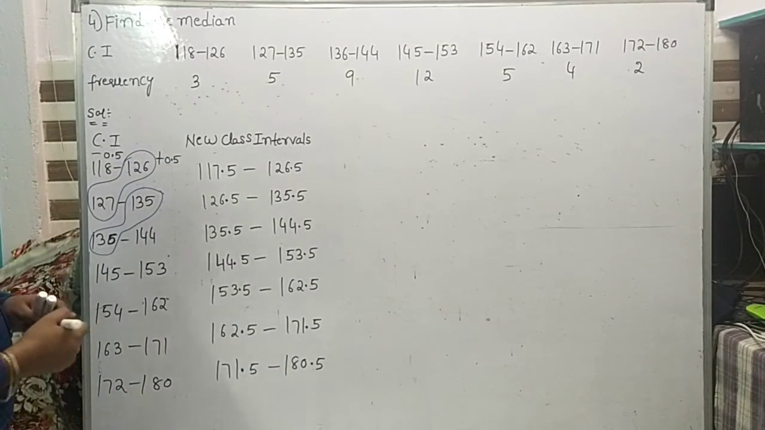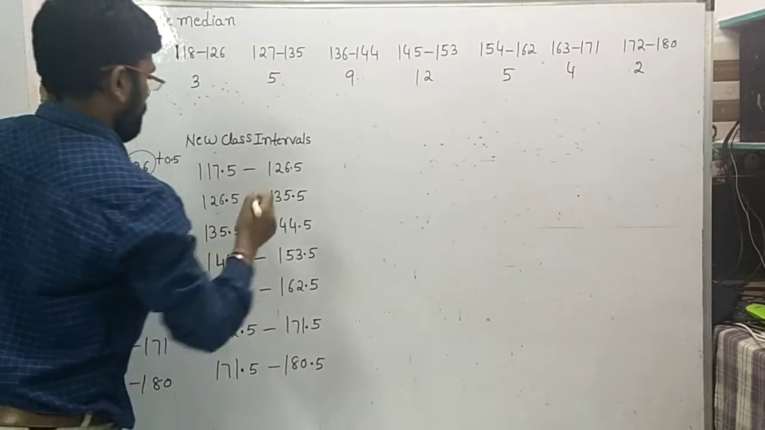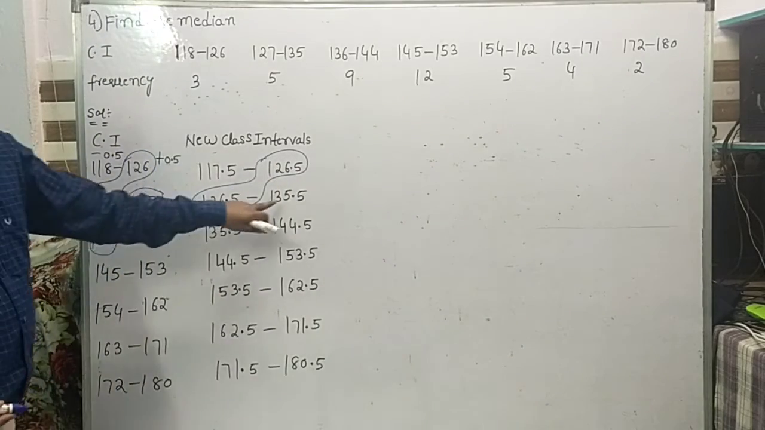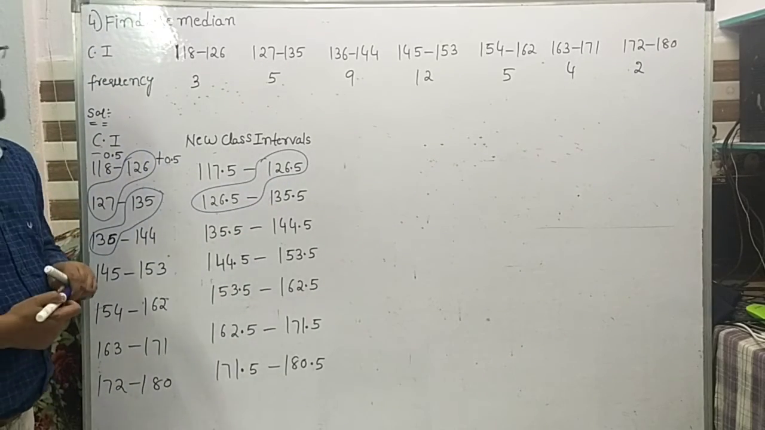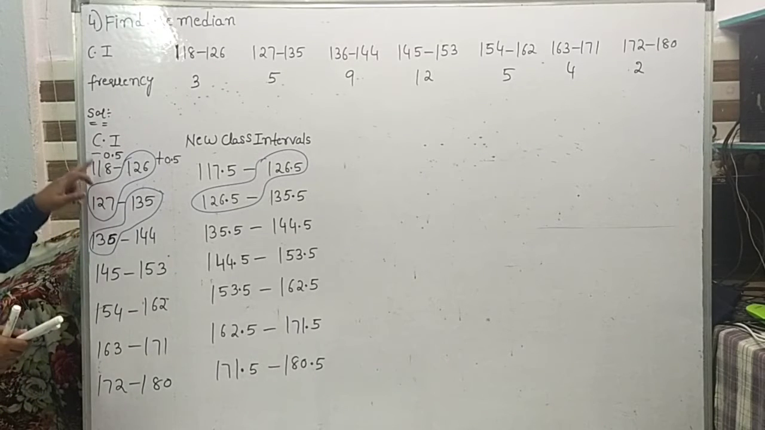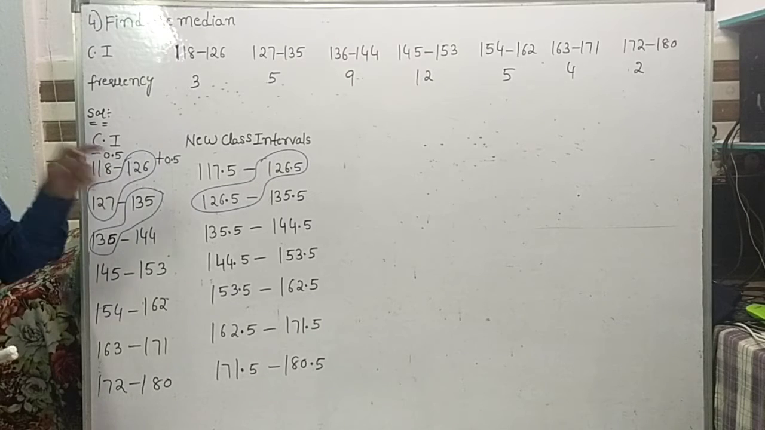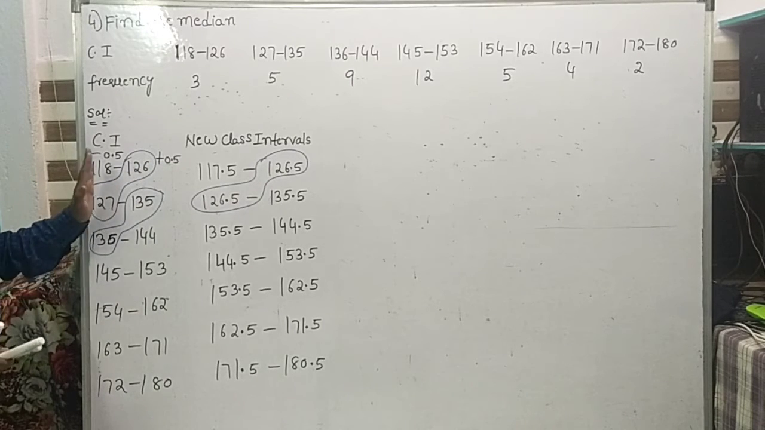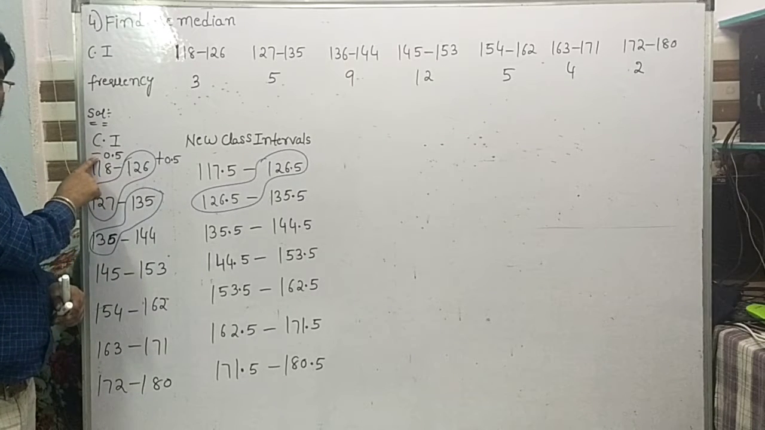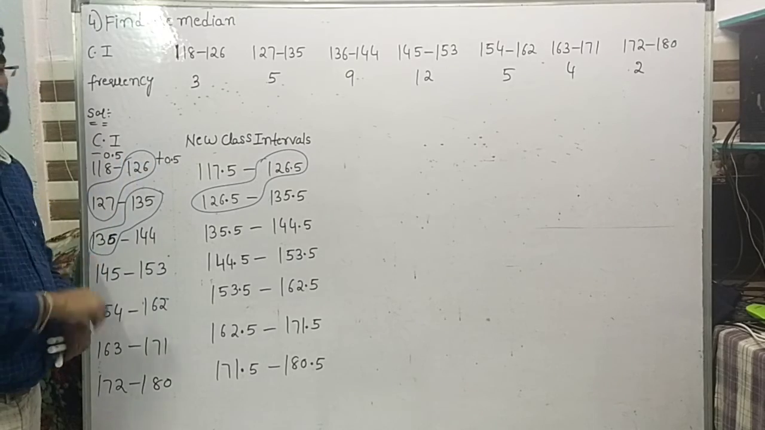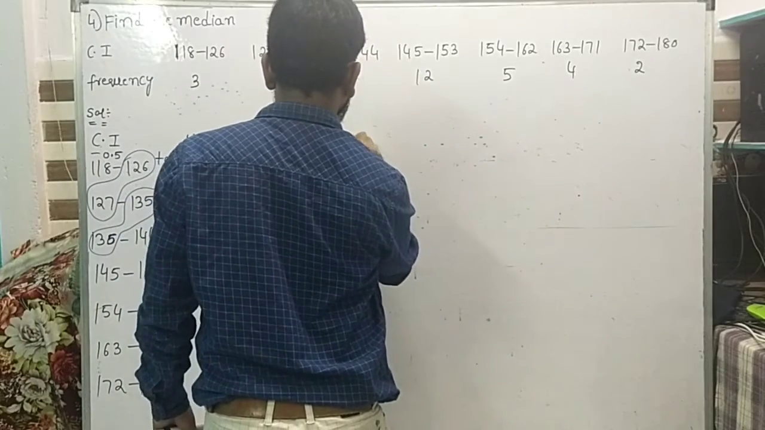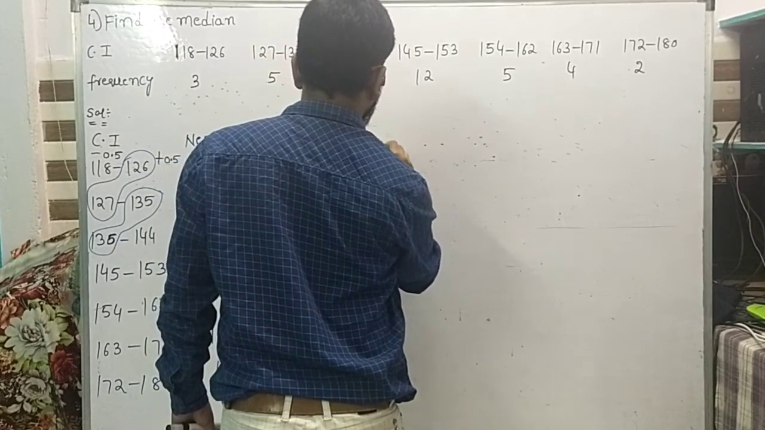This is the new set of intervals. If you see here, they are the same: 126.5 and 126.5, 135.5 and 135.5. You need to check like that. If they are not the same, subtract 0.5 on the lower boundary side and add 0.5 on the upper boundary side. Are you getting it? Next, write the frequency, remaining as usual.